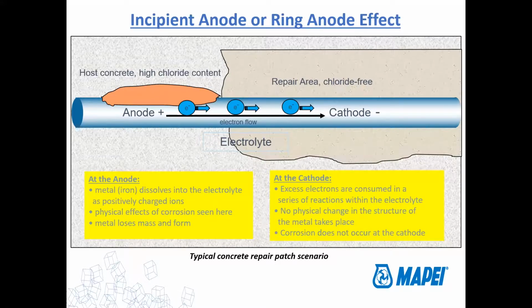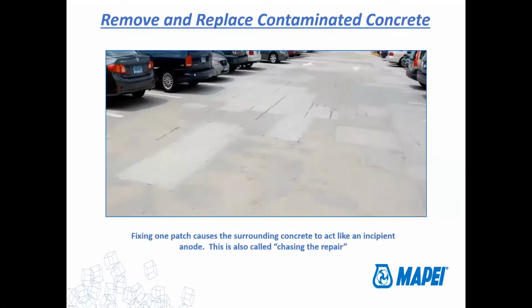If you think back to that waterfall example again of electromotive force and difference in electrical potential, now we have this really clean, chloride-free, high pH patch area that's right next to a low pH, probably chloride-saturated area of concrete. We've got a huge difference in potential at that area. So what would you expect to happen? Well, you're going to get corrosion right next to the patch area, which is almost always going to happen. So we call this chasing the repair.